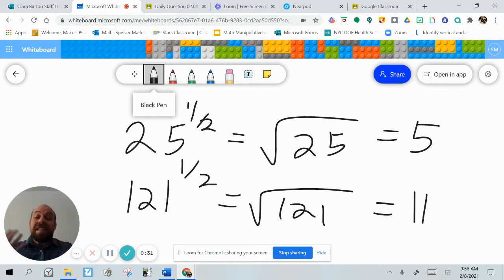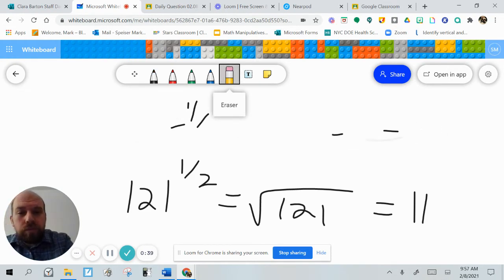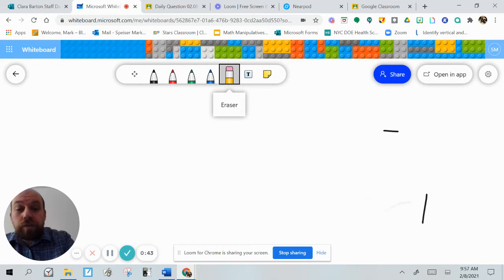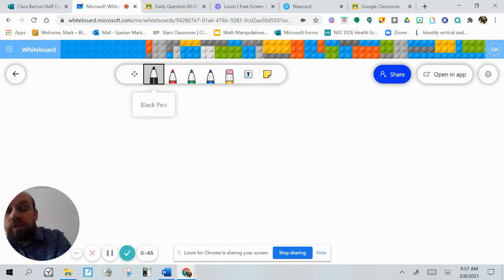Let's keep on increasing the denominator and look at it. So let's say we increase the denominator to 1/3 or 1/4. So we had 8 to the 1/3 or 81 to the 1/4.